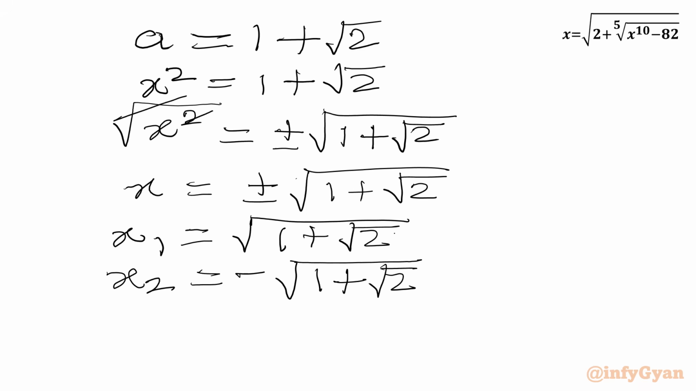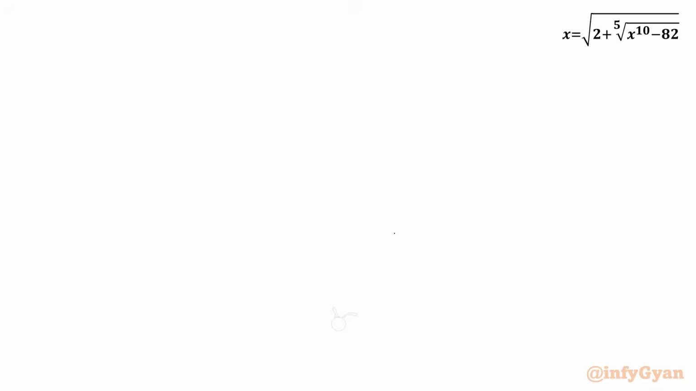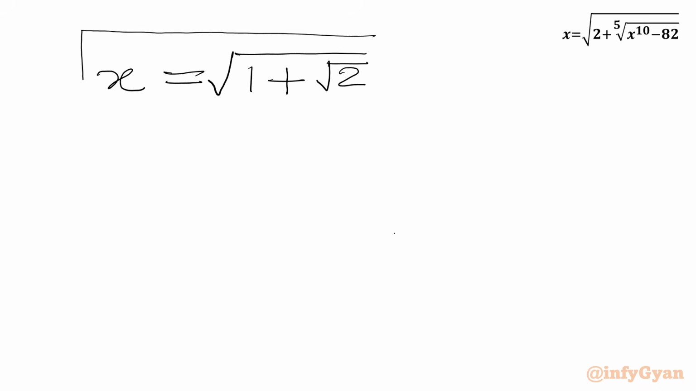Now we have a condition on x. We have a square root on the right hand side. So x must be non-negative. So we are going to reject x2 as x2 is negative. So we have only one real solution. It is square root of 1 plus square root 2. Let me write here x will be square root of 1 plus square root 2, the only real solution for our equation.